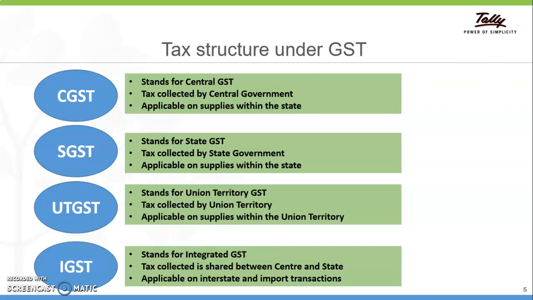Within the state we call it intrastate. For example, in Telangana, Hyderabad to Siddipet, both are within Telangana, so it comes under intrastate supplies. Interstate means, for example, Telangana and Karnataka, both different states. We call it interstate supplies. Whenever there is interstate, then IGST is applicable.